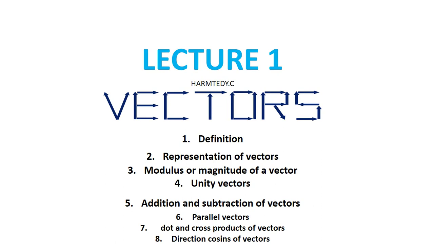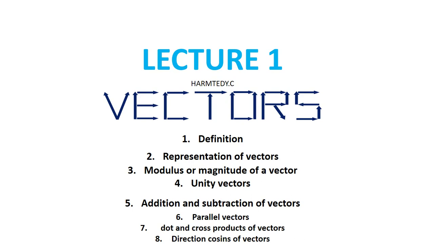My name is Hampton. So to begin with, in this chapter of vectors, we're going to look at the definition of what a vector is and how you represent vectors, the modulus or the magnitude of a vector. We'll look at unit vectors. Then we'll look at addition and subtraction of vectors. We'll look at what parallel vectors are. Apart from that, we'll also look at the dot and cross products of vectors. And then lastly, we'll look at the direction cosines of vectors.